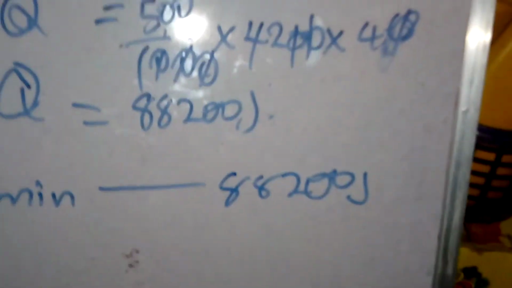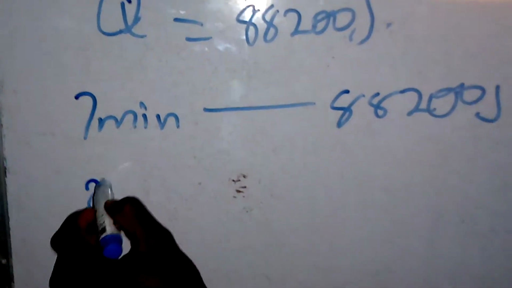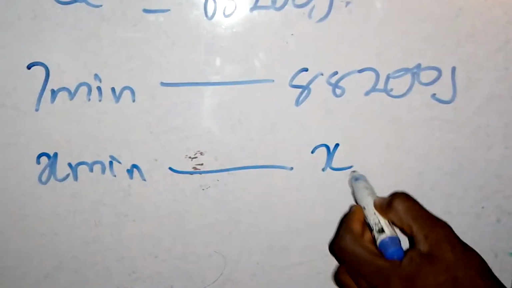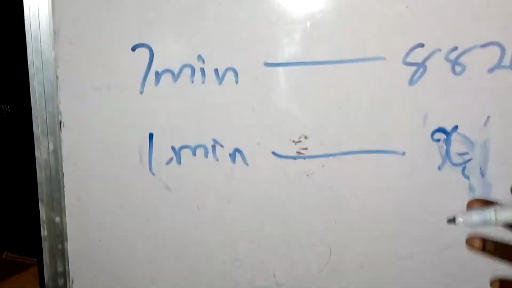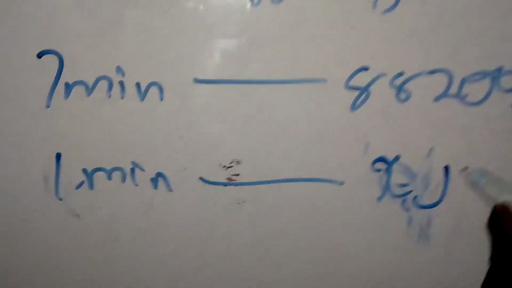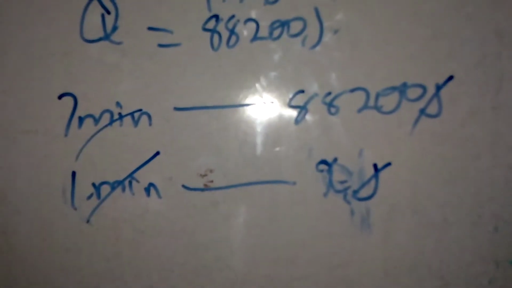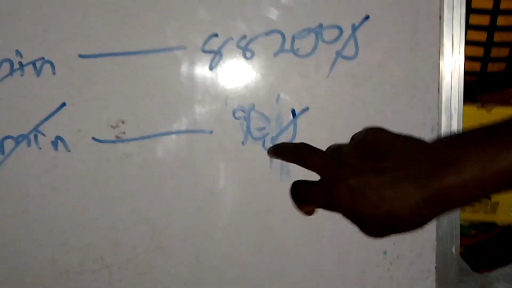2,000 joules was supplied. Now the one they asked us to look for is x. What heat was supplied per minute? We don't know, so we want to look for this. Per minute means 1 minute. So x joules of heat was supplied. You can just cancel the joules, since what you are looking for is in joules.